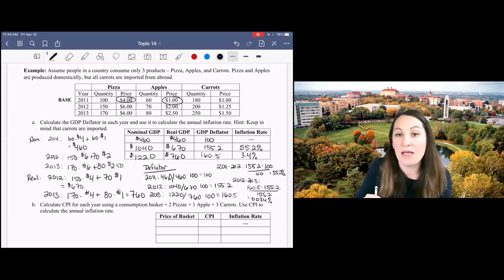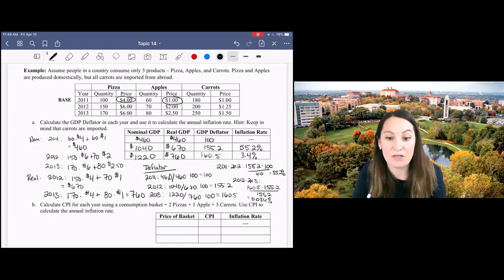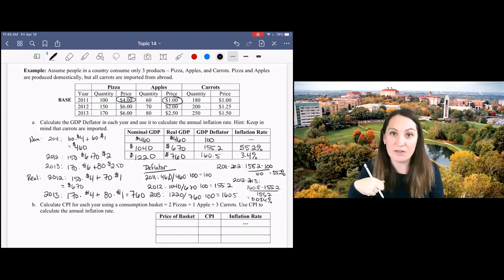All right, now it is important to note that these numbers here are positive, right? Prices are increasing over time, but they could also be negative. In fact, in your homework for this topic, you're going to get some negative inflation rates. That just means that prices are decreasing over time, and that's not a problem.